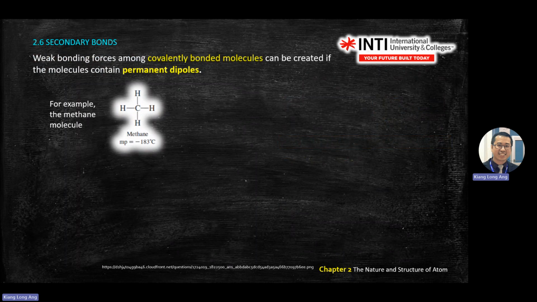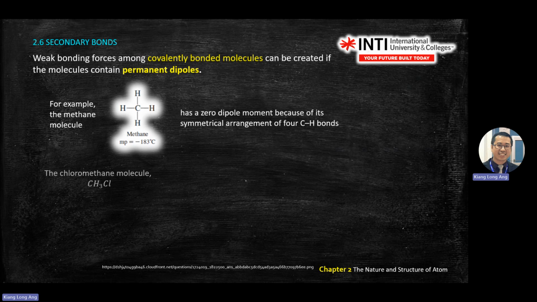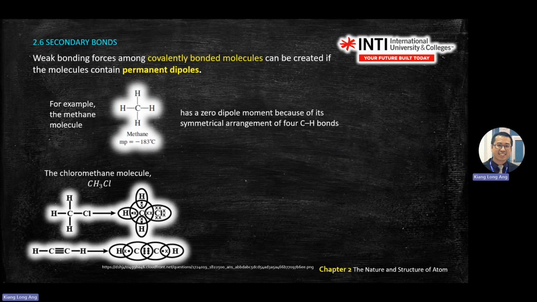So they have a permanent dipole. For example, methane, CH4. Melting point minus 108 Celsius. So these have a single dipole moment. But CH3Cl is more complicated.